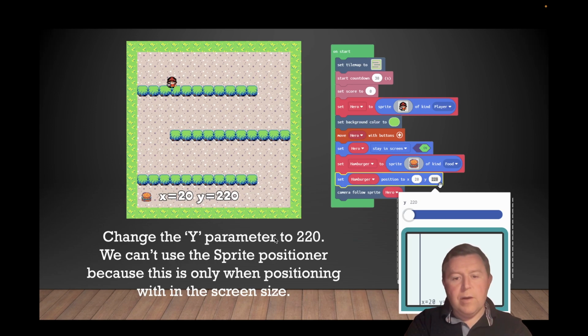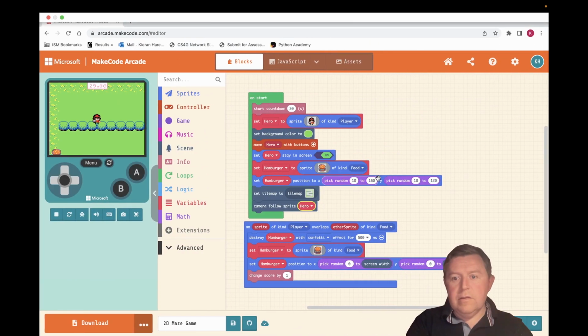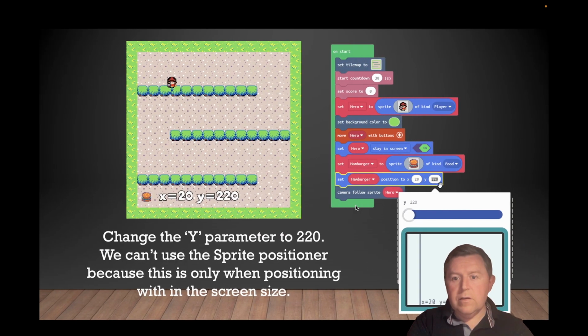Need to change the Y parameter into 220s. We can't use the sprite positioner because this is only when positioning within the screen. Okay, so X equals 20 and Y equals 220. Or it keeps it within the screen, otherwise it'll be outside of the screen. So X equals 20 and Y equals 220. So we need to say here, set hamburger, X equals 20. Oh, so they've put it down at the bottom basically.